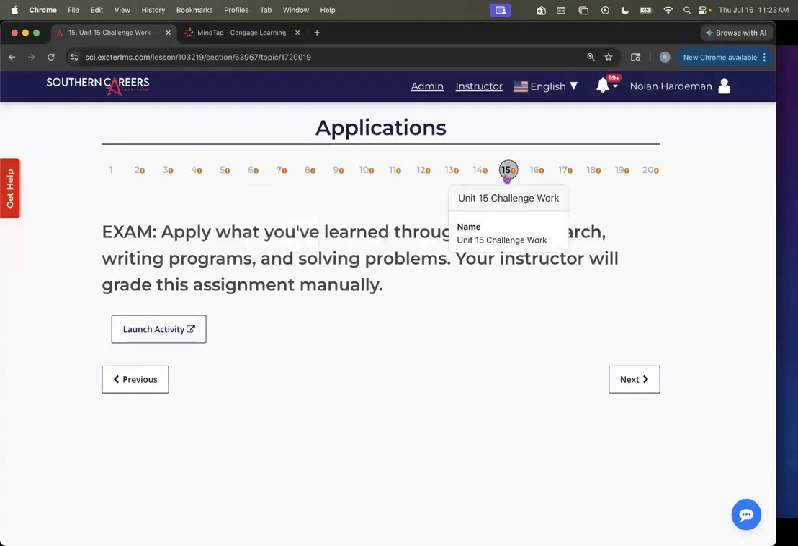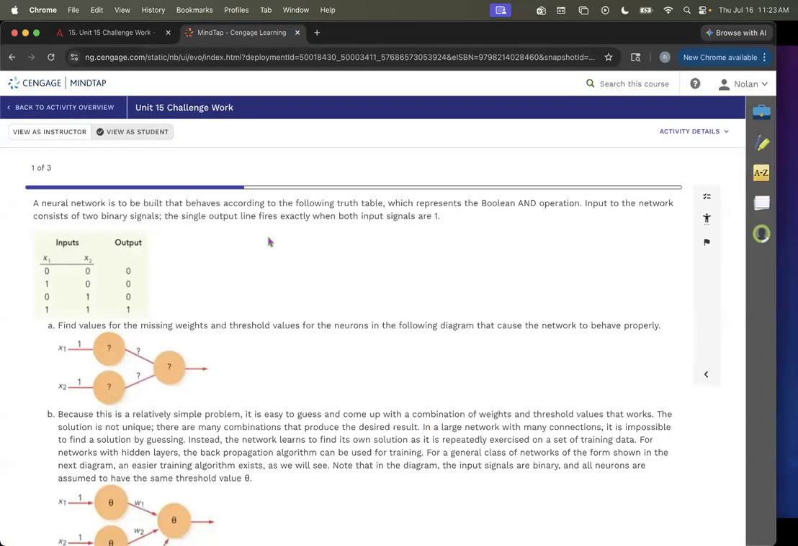So this is on page 15 of lesson 6. You would click launch activity in order to open it in Cengage, and then you would click start. As you see, I've already done that. So keep in mind, there's only 3 questions. They may be out of order, so please be sure that you are completing the proper one if yours are in a different order than mine.